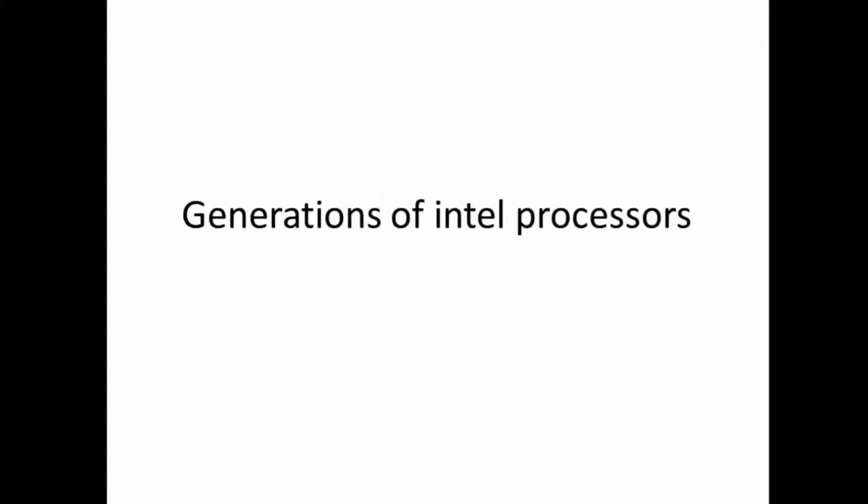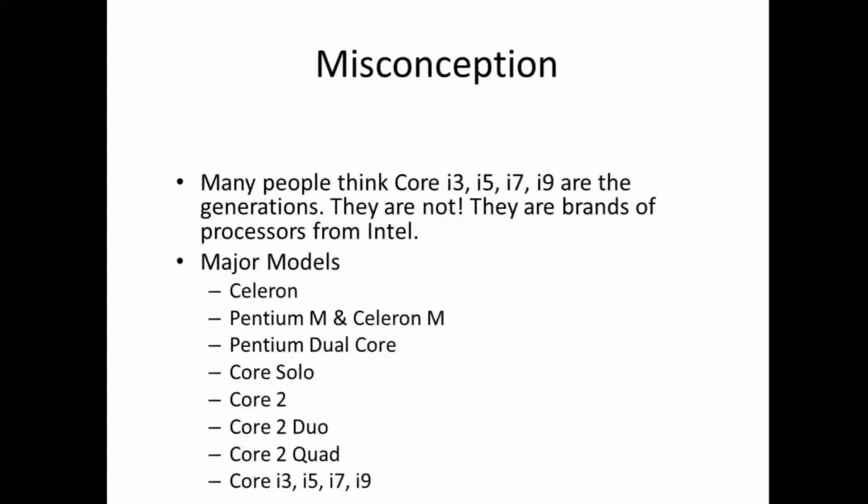Let us try to understand the generations of Intel processors. Many people think Core i3, i5, i7, i9 are the generations of Intel. However, they are not. They are the brand names of the processors from Intel. The major processors are Celeron, Pentium M and Celeron M, which are used for mobile PCs, which are battery operated, and specially designed with LSTP devices to save on power. Then Pentium Dual Core, Core Solo, Core 2, Core 2 Duo, Core 2 Quad, and the i3, i5, i7, i9 with which we are familiar.